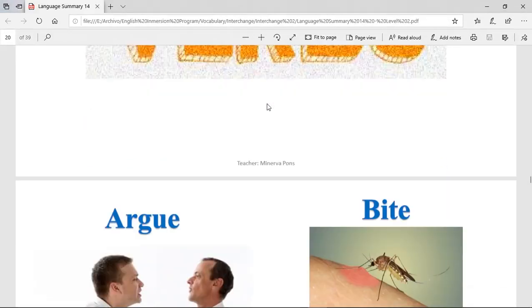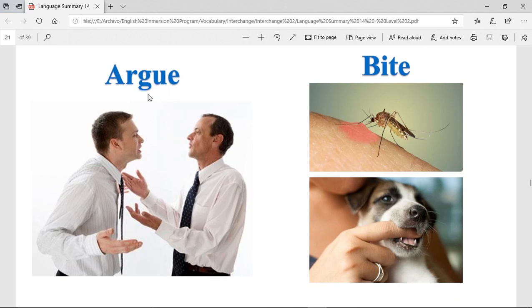Let's see some verbs. Argue. In some Spanish-speaking students, they usually think of discussion as argue. It means like when they have a discussion, they are talking in a really bad way, but it is not like that. In English, discussion or to discuss is to treat topics in a good way, talking about their opinions, taking their times, and it's all good.